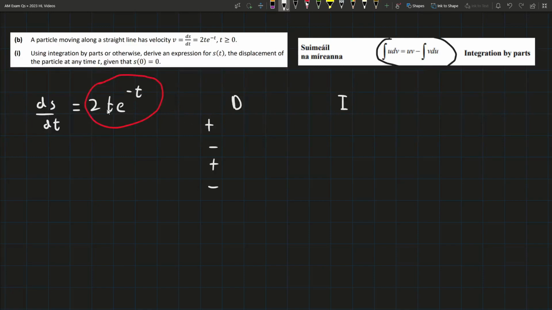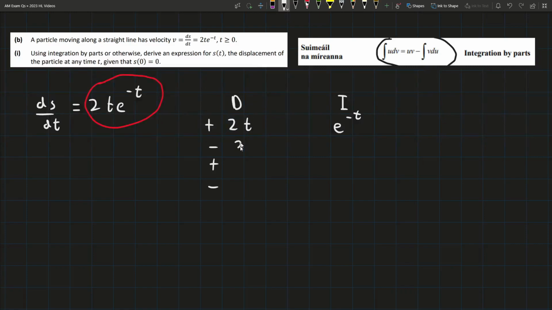So as with last time, for the same reasons, we're going to choose to differentiate 2t and integrate e to the minus t, because that 2t will eventually go to 0, which means that we're going to come to an end. If we integrated 2t, it would keep going up and up forever, and if we differentiated e to the minus t, it would keep going on forever, so we'd never get a final answer.